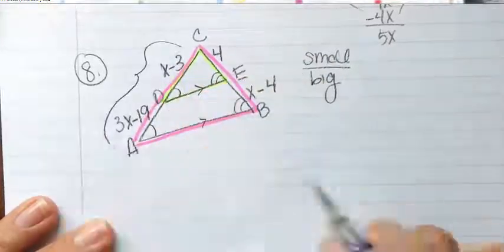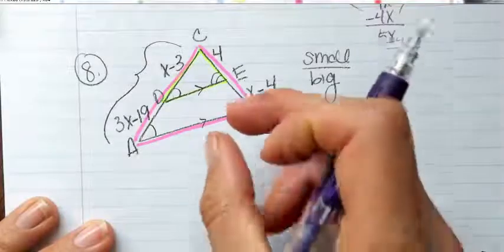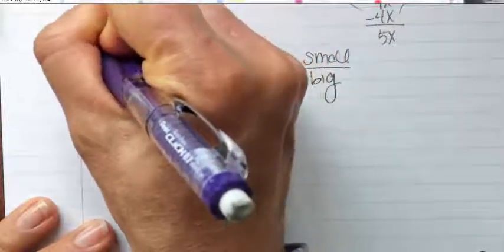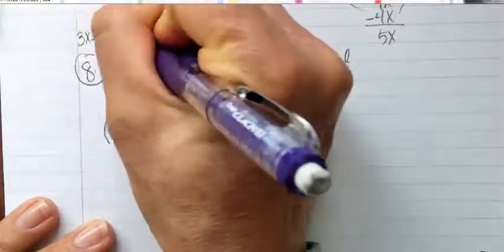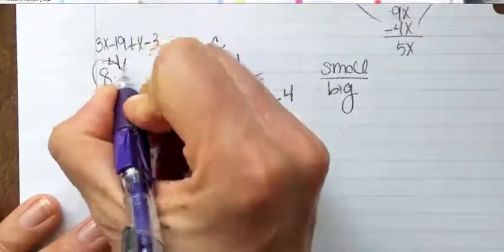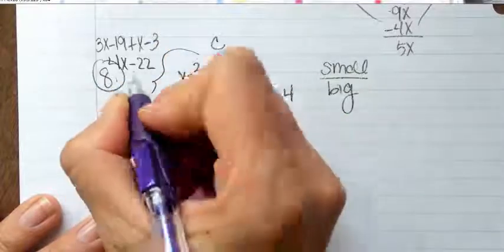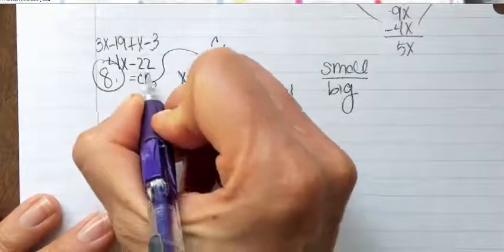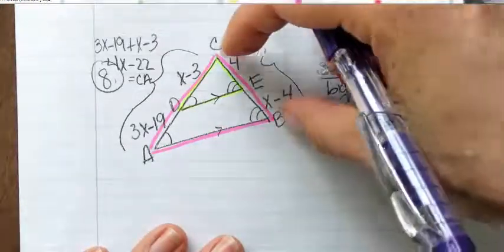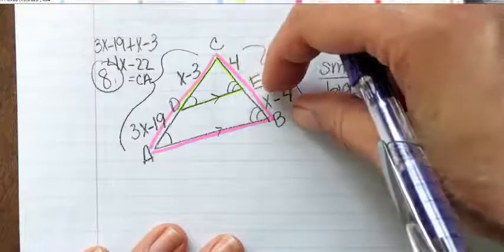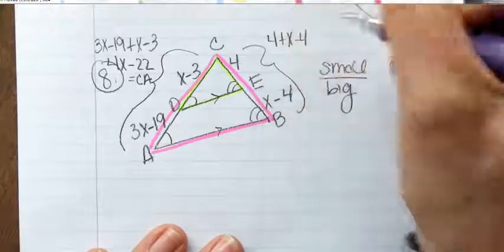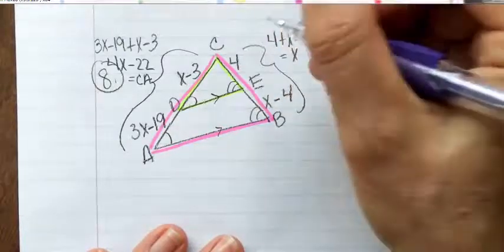So for example, CA. All right, but CA is basically made up of CD and DA. So if I add those together, let's say I get 3x minus 19 plus x minus 3, or in other words, 4x minus 22. So that is CA. And the same can be true on this other side. Basically, CB is going to be made up of CE and EB. So we're going to do 4 plus x minus 4, which is x, and that is your CB.